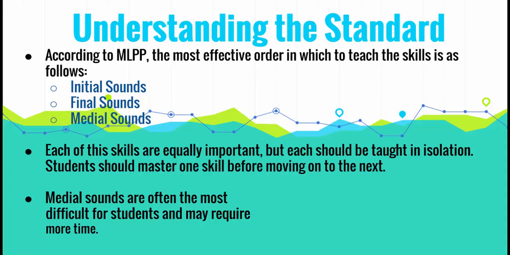Research from MLPP and 95% Group suggests teaching the skills in the following order: initial sounds, then final sounds, and finally middle sounds. According to MLPP, the most difficult sound placement for a child to identify consistently is the medial letter position in a word. Therefore, this skill may require more time and practice than the first 2.